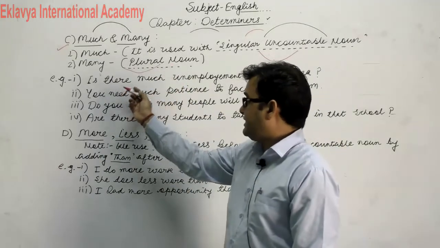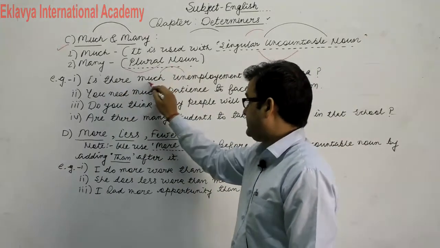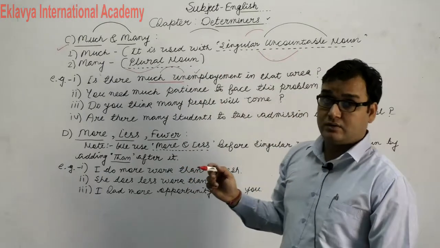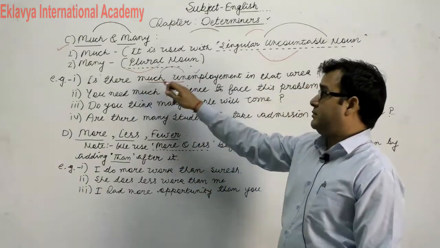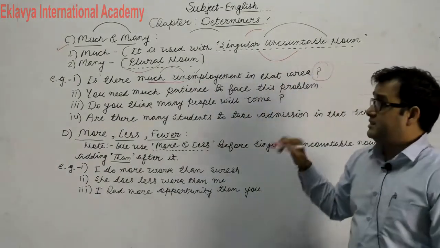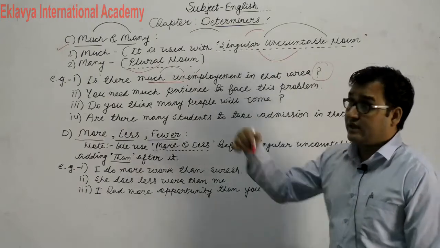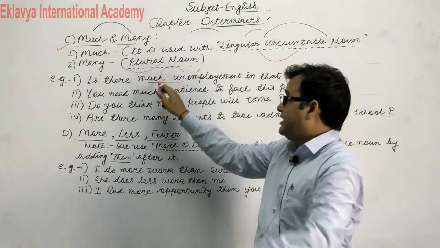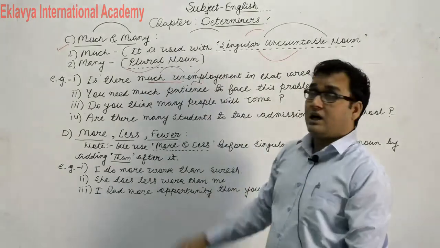Example number 1: Is there much unemployment? The word unemployment is an uncountable noun, a singular uncountable noun. Is there much unemployment in that area? Is there a lot of unemployment in that area? So much unemployment, before a singular uncountable noun.